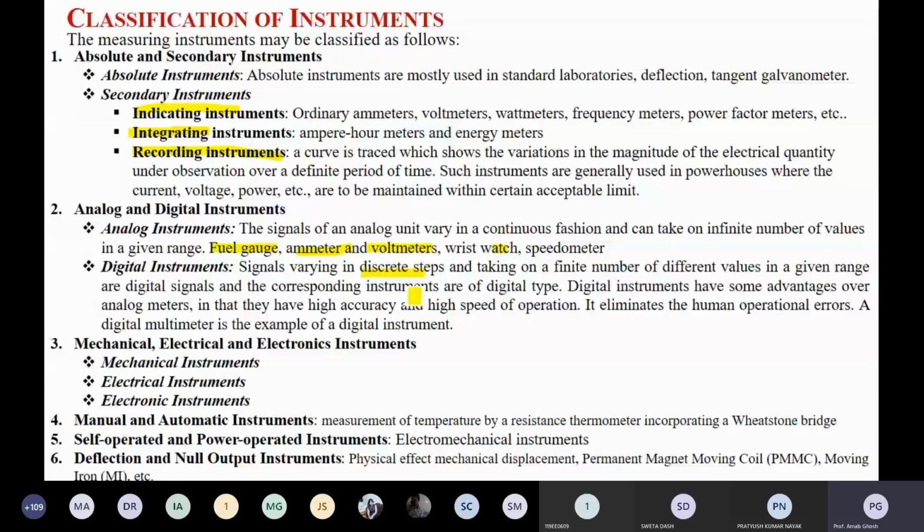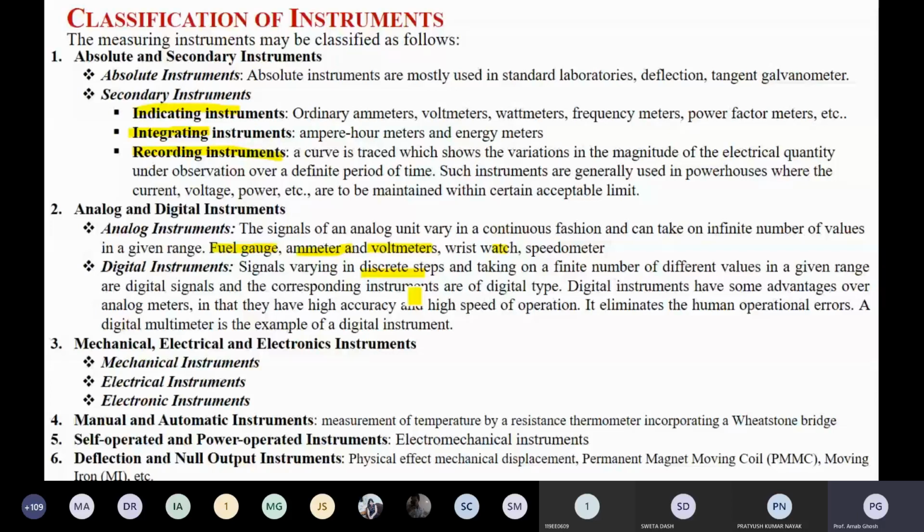If you want to convert the digital signal again to an analog signal, you need to reconstruct all those digital signals into the analog signal. So in that case, you have to use a different circuit. One example of such a circuit is the zero order hold. Okay, so digital instruments have some advantages over the analog meter.